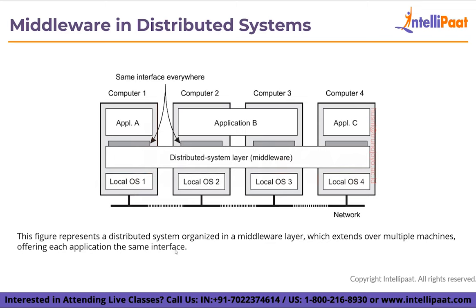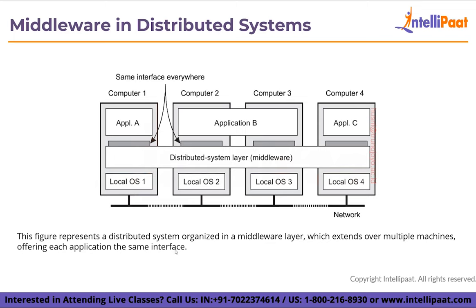Of which, you have three applications here, application A, B, and C. Application B is distributed across computers 2 and 3. Each application is offered the same interface. That is, applications A, B, and C communicate to the computers or the nodes through the same layer, called the distributed system layer, or middleware layer. The distributed system provides the means for components or nodes of a single distributed application to communicate with each other, but also to let different applications communicate. That is, the applications can communicate between themselves when you have a middleware layer.